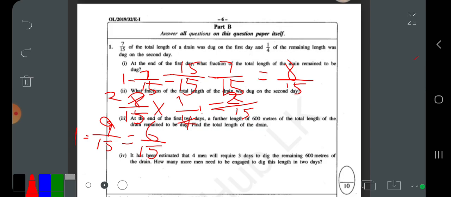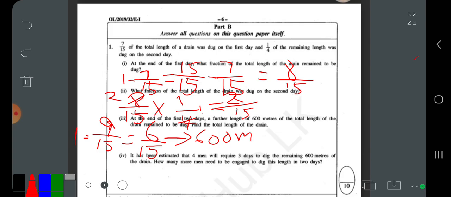Right, this is the remaining. So this 6/15th is equal to what? 600 meters. So with the 15, 6 portions are 600 meters. So for 1 portion, you should divide this 600 meters by 6. Then only you will get it for 1 portion. And you should multiply with 15.